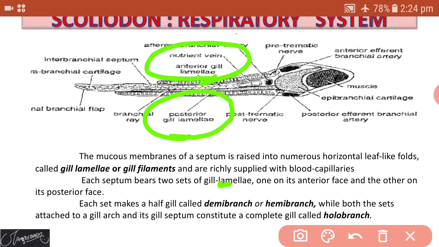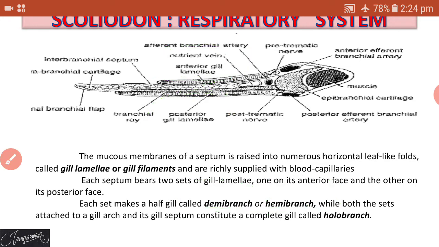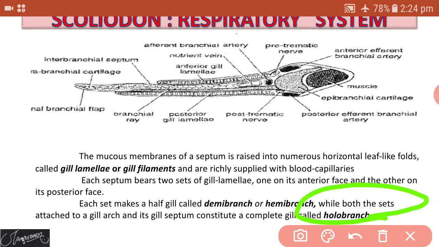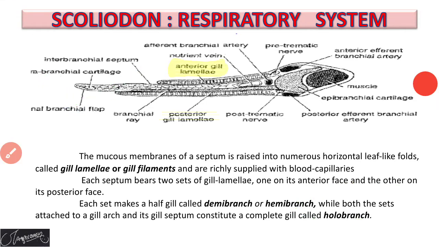Suppose only one set of gill lamellae is present, that gill is called a demibranch or hemibranch. That is an incomplete gill. And if both sets of gill lamellae are present, that is called a holobranch. So this diagram is of the holobranch type of gill. Then that is the anterior gill lamellae, posterior gill lamellae.